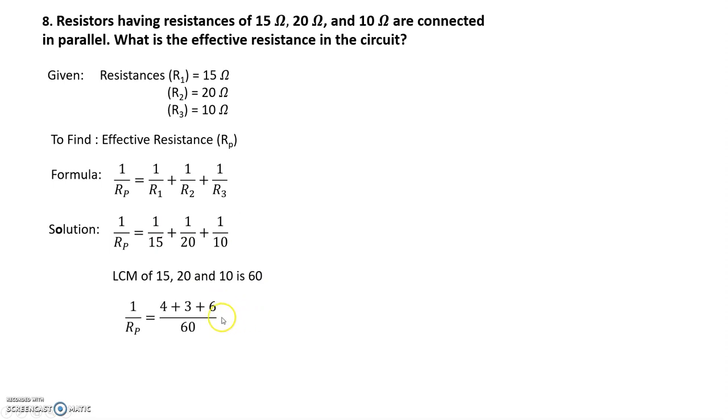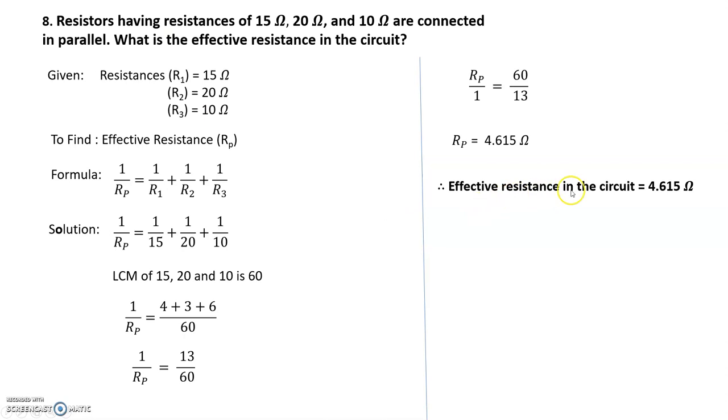So you will have 4 plus 3 plus 6, and now add it up, it will become 13 upon 60. So 1 upon Rp is 13 upon 60. We have to find Rp. Now how do we find Rp? You can cross multiply or you can just do the invertendo. If you do the invertendo, Rp upon 1 is equal to 60 upon 13. Divide it and that is equal to 4.615 ohms. So your final answer for this question is: effective resistance in the circuit is 4.615 ohms.